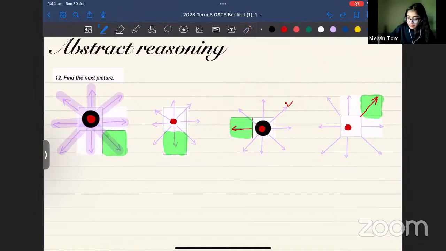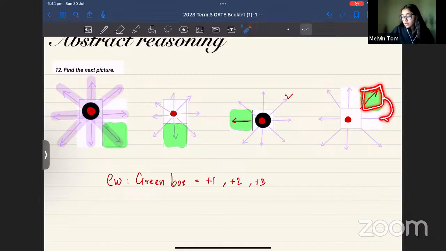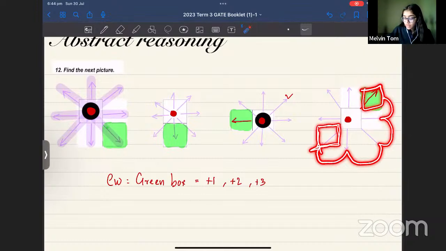So, let's see. How does the green box travel? It's moving +1, +2, +3. It's moving clockwise, okay? Now, from here, it's moving +4. 1, 2, 3, and 4, which will give you your box right there.